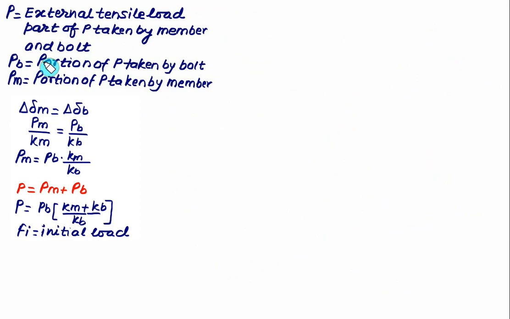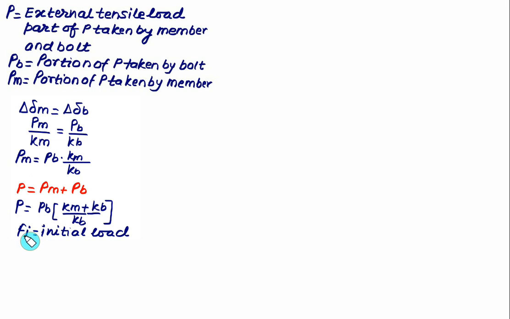So P is the external load, that is the tensile load, part of which will go into the bolt, equal to PB, and part of it will go to the member, equal to PM. Because of the assembly and the applied external load P, we have equal deformation of the member and the bolt. So we can generate a relation here that PM is equal to PB into Km by KB, and similarly P is equal to PM plus PB. The final equation is P is equal to PB into Km plus KB upon KB. From this one we can calculate the value of PB as well as the value of PM.